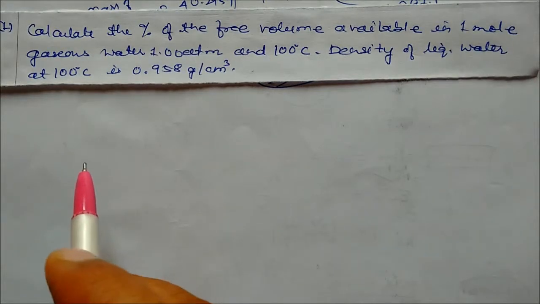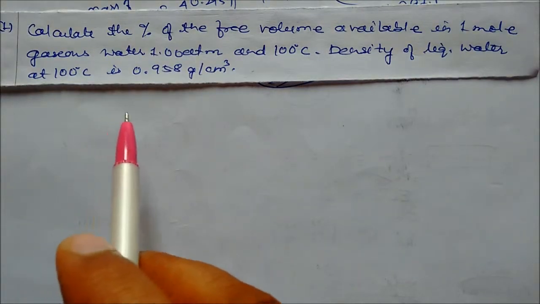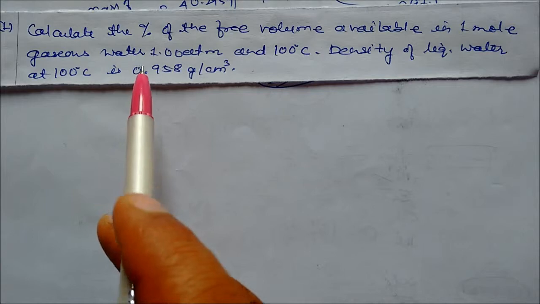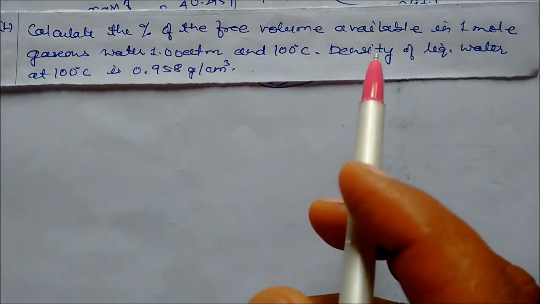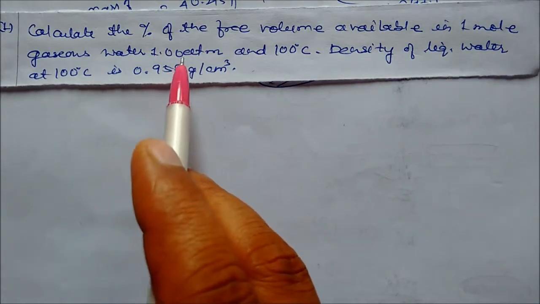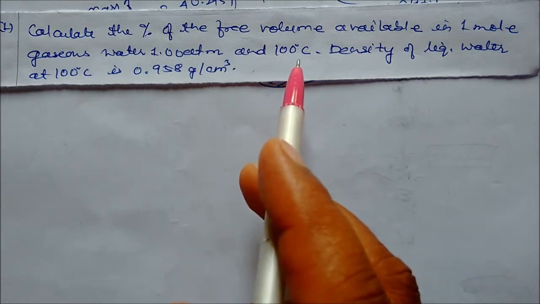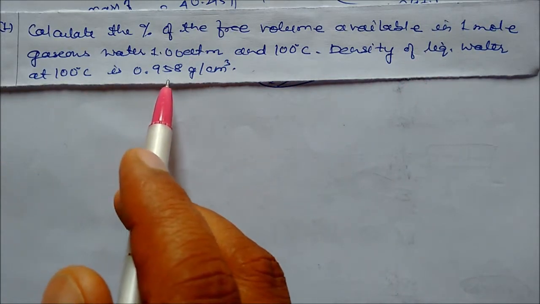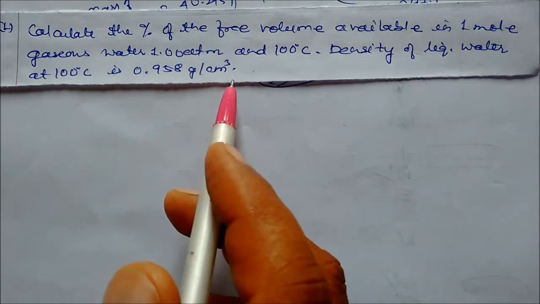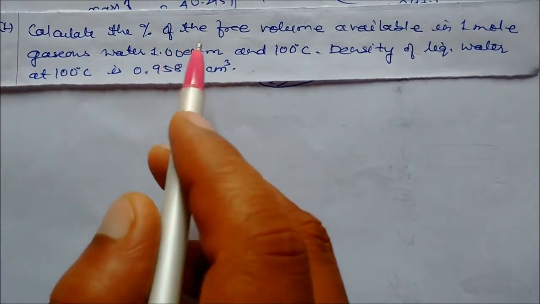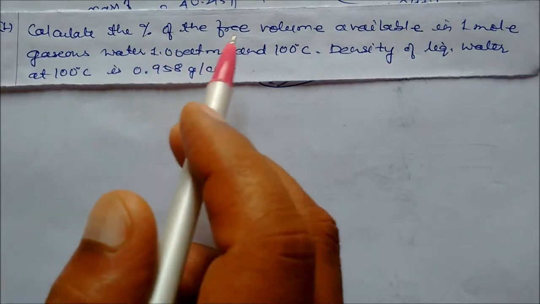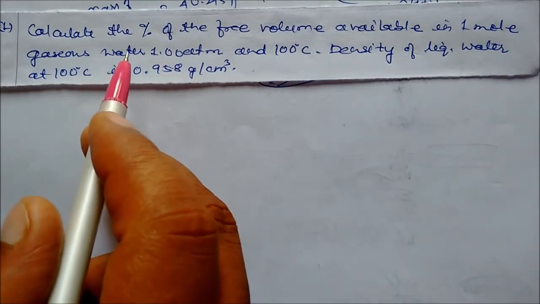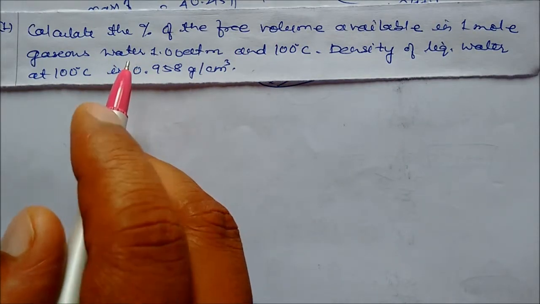Let's see some problems based on the ideal gas equation. The problem is: calculate the percentage of free volume available in 1 mole of gaseous water at 1 atmospheric pressure and 100 degrees centigrade. The density of liquid water at 100 degrees centigrade is 0.958 gram per cubic centimeter. So we have to find the percent of free volume of water.